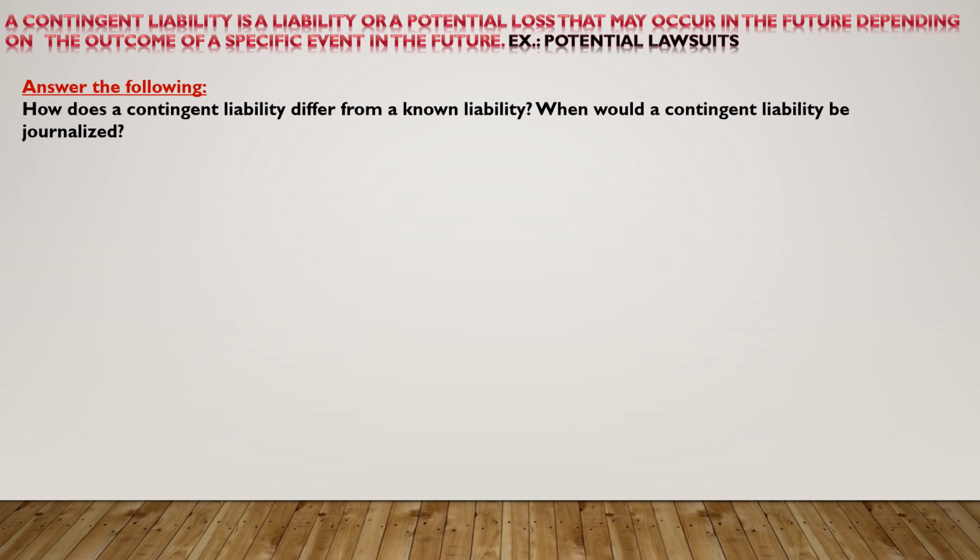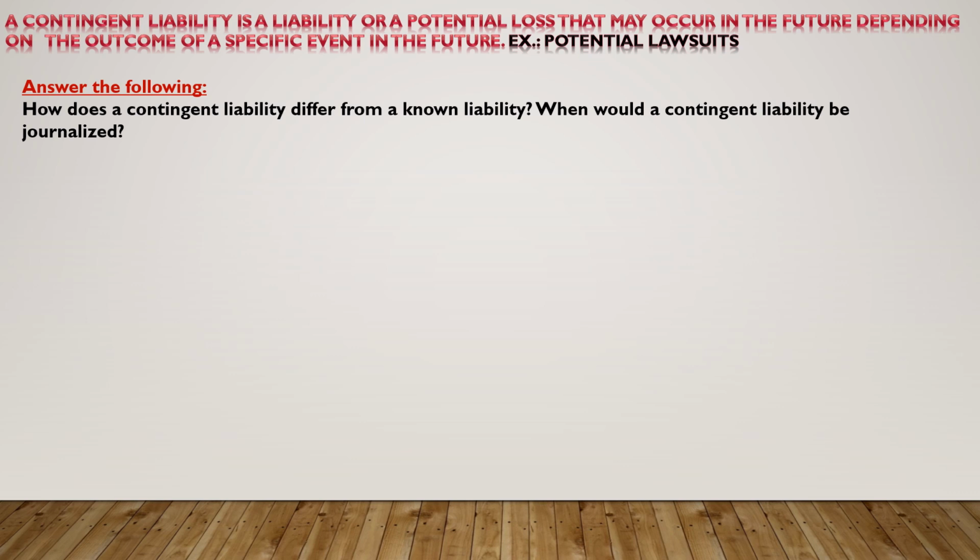Okay. Let's move to another topic or another issue, which is concerned about the contingent liability. What is the contingent liability? It's a liability or a potential loss that may occur in the future depending on the outcome of a specific event in the future. So it may or may not incur loss. Examples are potential lawsuits if someone sues the company or something like that. So this may or may not incur loss in the future. This is called the contingent liability.